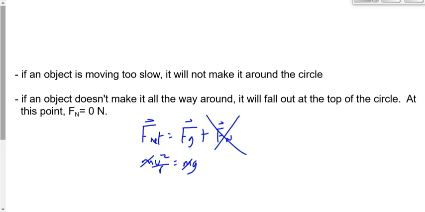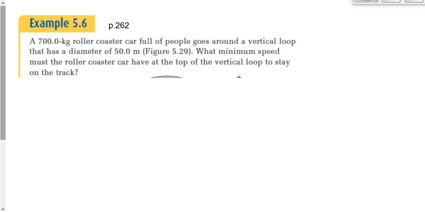So we sub our numbers, we solve for V. Solve for V when Fn equals 0. That gives you the minimum speed that it can go and still make it around the circle. Let's take a look at example 5.6 on page 562.